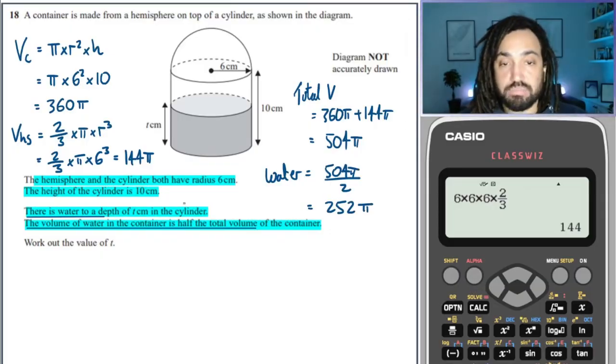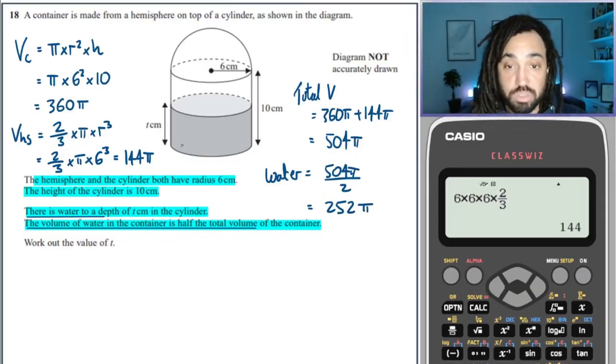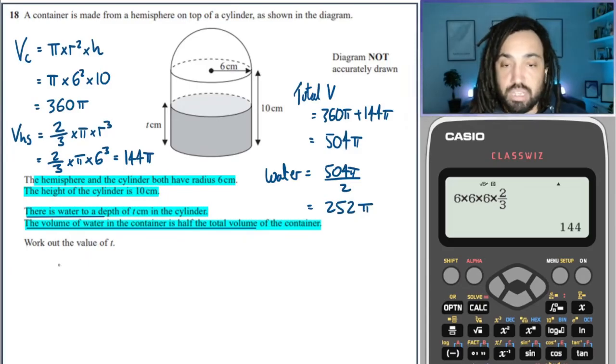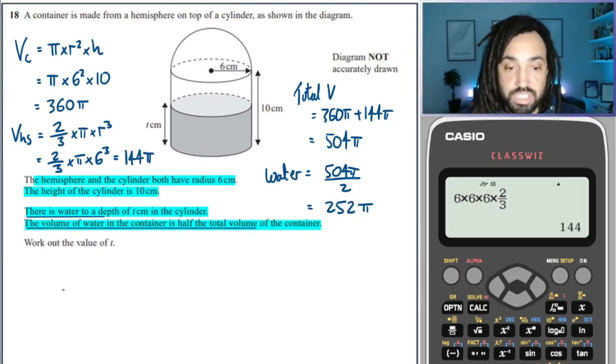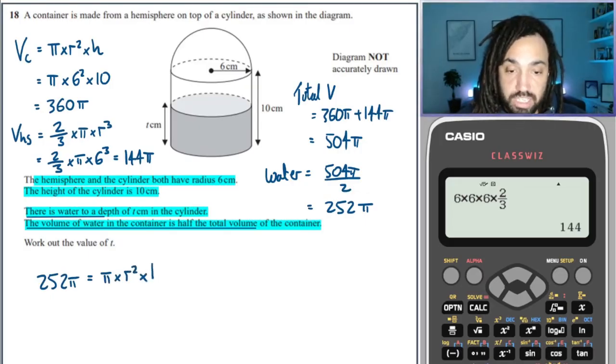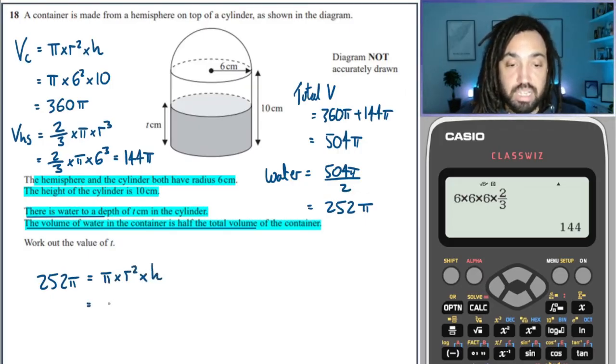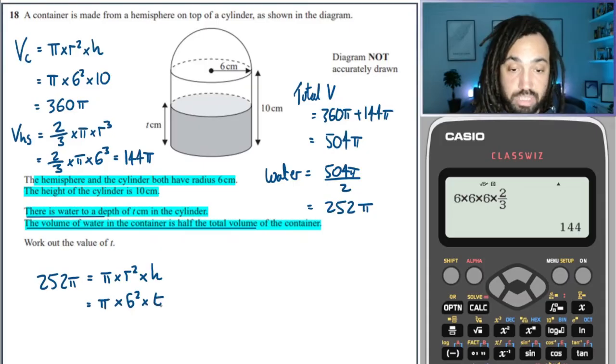Perfect. Now the volume of the water is also a cylinder. And the formula for the cylinder, well, the volume we know is this, and the volume of a cylinder is pi times r squared times the height. And in this case, it's going to be pi times 6 squared, and the height we don't know, it's t.